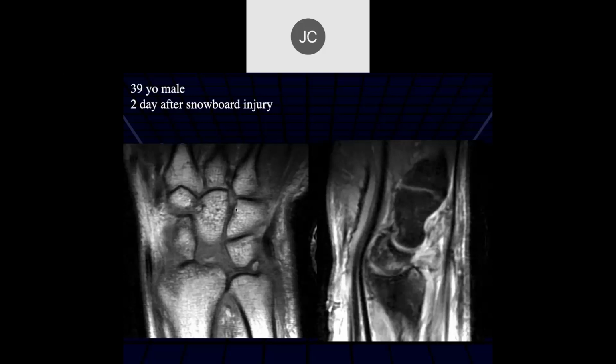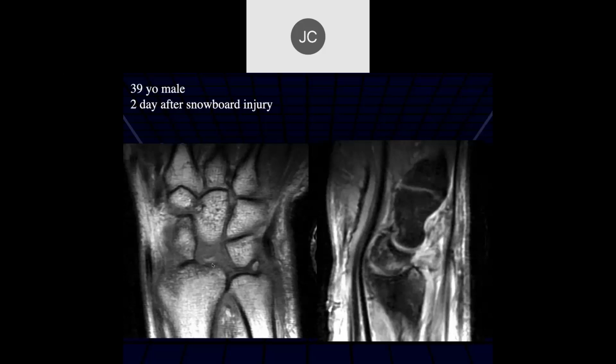And then this looks like VISI. Maybe a little of it here, but what about here? I don't see the lunate there. Right. So if you just see this, you'd worry about dislocation.